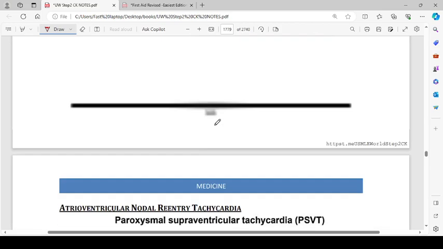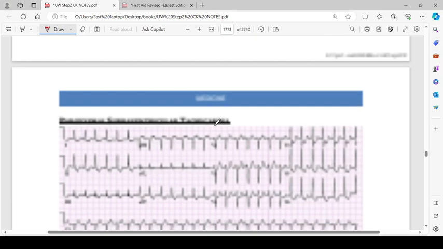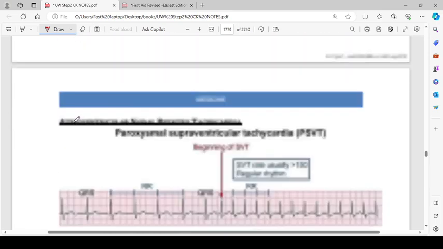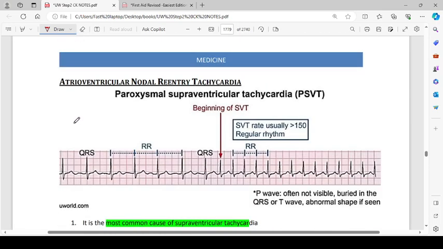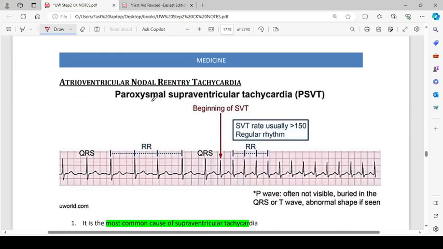Then for this was supraventricular tachycardia, right? There's a variant of that. No, this was paroxysmal supraventricular tachycardia. Okay. Again, atrioventricular nodal reentrant tachycardia, AVNRT, is a type of paroxysmal supraventricular tachycardia.